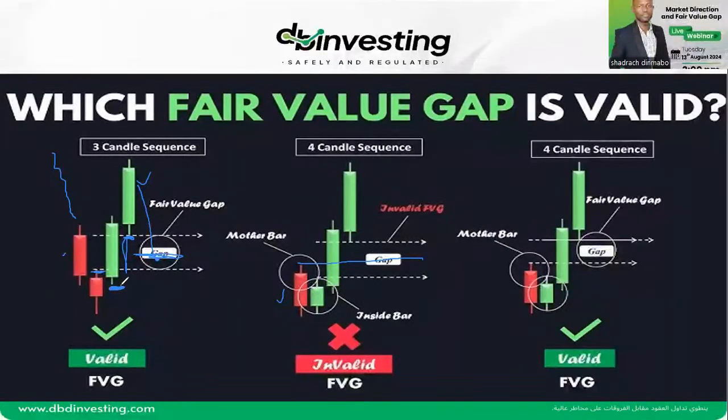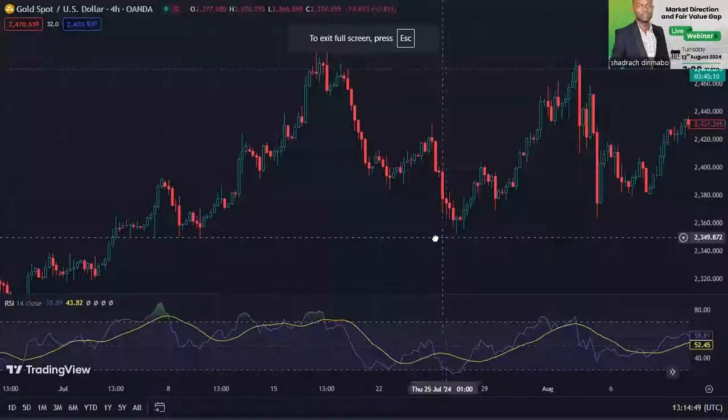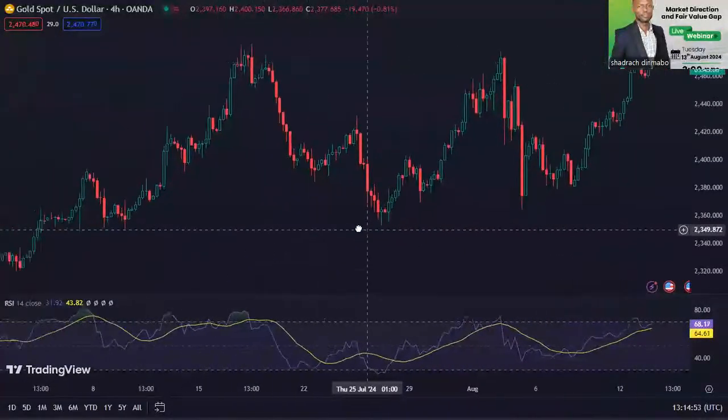Okay, so now let's get down to the chart and practicalize this stuff. All right, and then we'll see how it rolls. Okay, so let's move on to the chart. Let's see. All right, so guys, this is XAU USD gold.